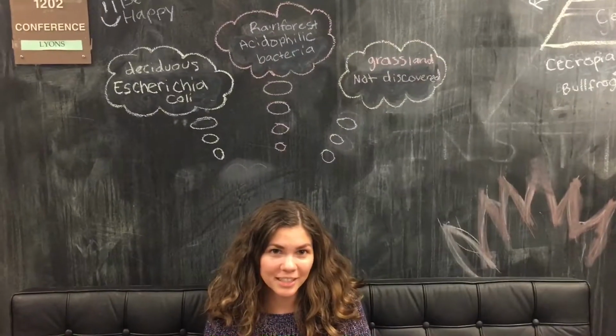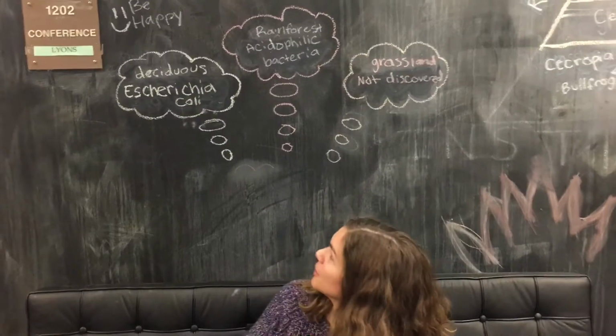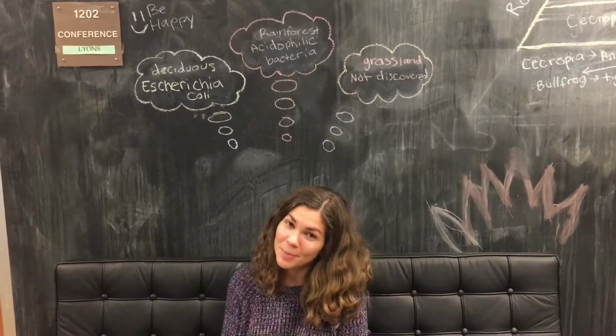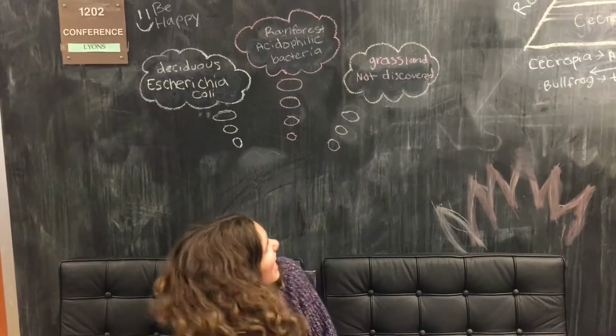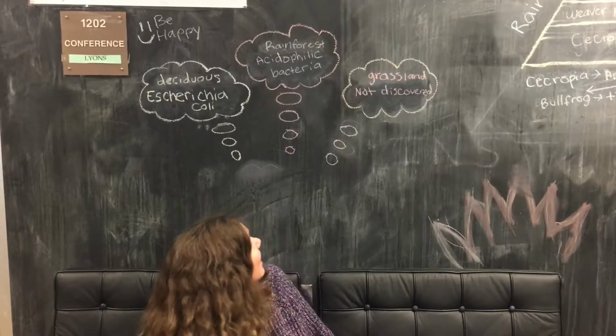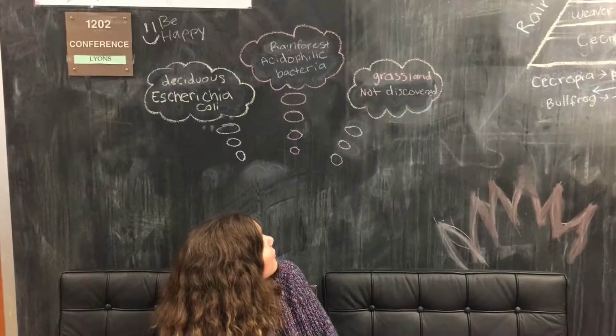This is the Eubacteria kingdom. In the deciduous forest, we have the Escherichia coli. We don't know how to pronounce that, but we're just going to say that's what it is. And then in the grassland, there has not been any discovered by scientists. And in the rainforest, we have the acidophilic bacteria.